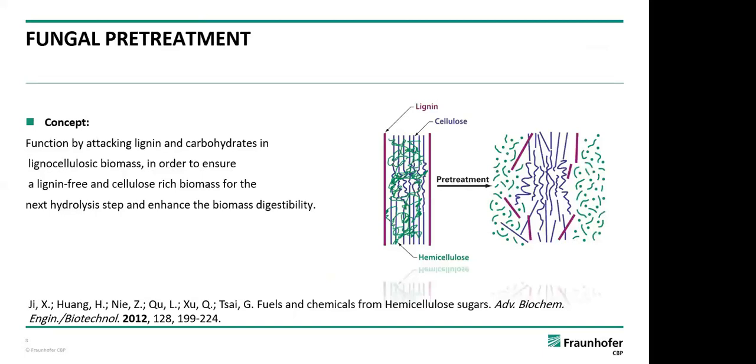In this work, we used a biological treatment, as I mentioned, fungal pretreatment using Ricci and Ibex fungi prior to the Organosolv. We studied the effects of this process on the delignification of the beechwood, the characteristics of the recovered lignin, as well as the enzymatic digestibility of the remaining residual solids, which is pulp. The concept of the fungal pretreatment is attacking lignin and carbohydrates in lignocellulosic biomass in order to ensure lignin-free and cellulose-rich biomass for the next hydrolysis step and enhance the biomass digestibility.